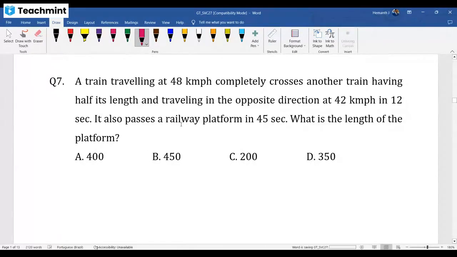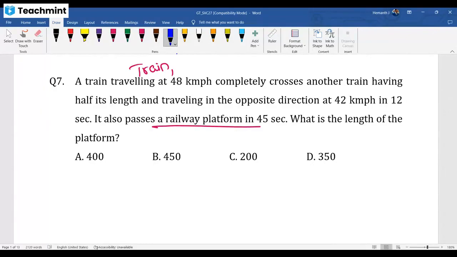Right, so here a train traveling at 48 km per hour completely crosses another train having half of its length and traveling in the opposite direction at 48 km per hour in 12 seconds. It also passes a railway platform in 45 seconds. What is the length of the platform? Right, so let's say this is train one. This train one can cross a railway platform in 45 seconds. First see this.